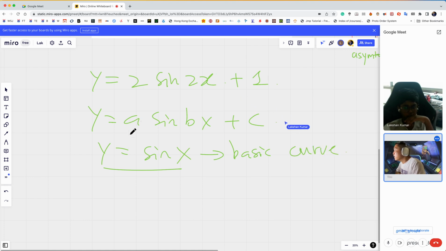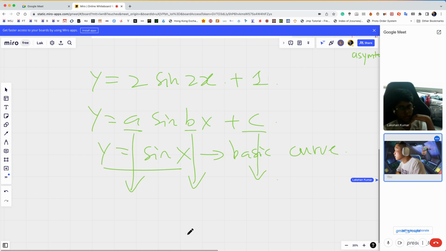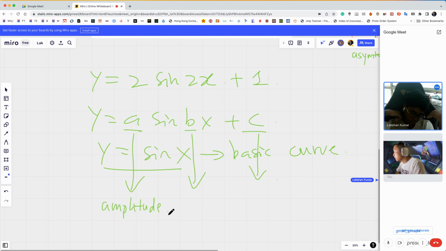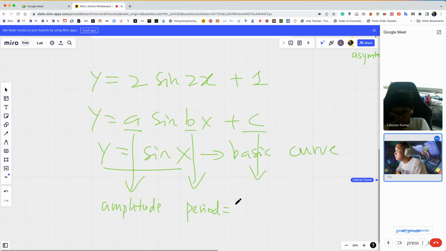But life is not so simple. What if I give you the A, the B, the C? And by the way, you have names for A, B, C. A is called the amplitude of the sine curve. Then B will give you the period. Remember, what is the period for the normal sine curve? Normal sine curve period is 360. Correct. So period is equal to 360 divided by B.